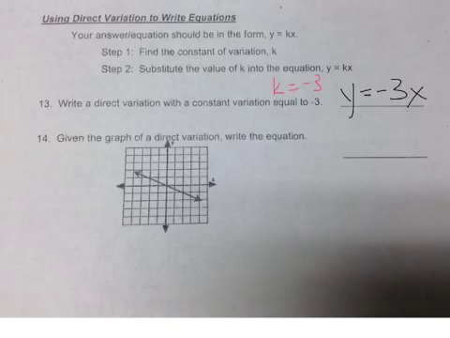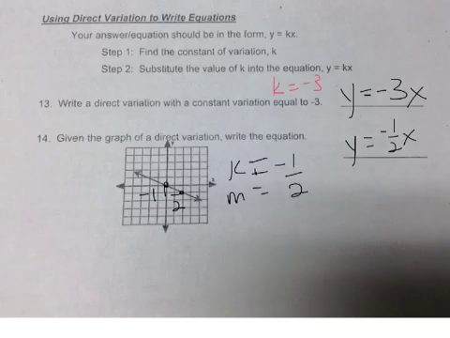Number 14, we're going to have to find this k, or the m, using our point. So here's a point, down 1 over 2. So this is down 1 over 2. So y equals negative 1/2 x.